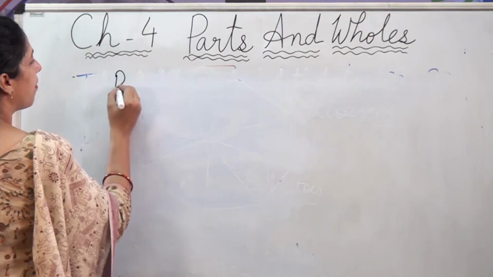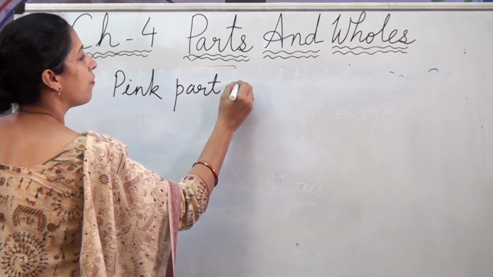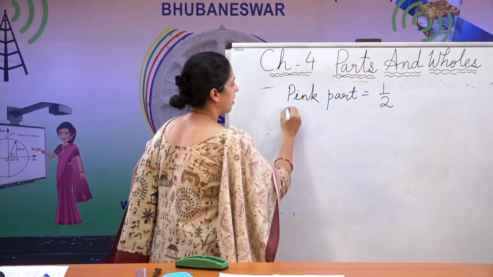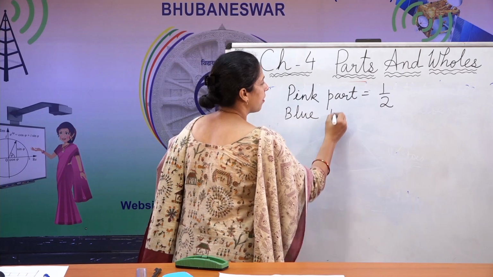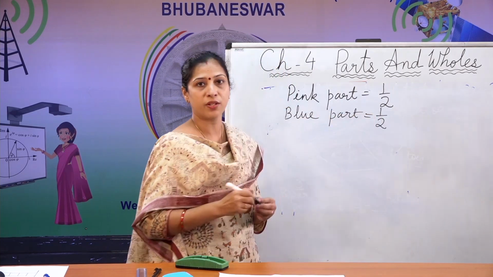So pink part is equal to 1 by 2, and also the blue part is equal to 1 by 2, because I have divided the circle into 2 equal halves.